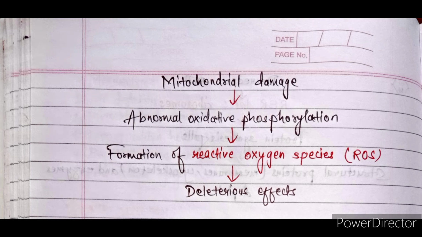There are generally three types of free radicals. Number one is superoxide ion, number two is hydroxyl ion, and number three is hydrogen peroxide. Basically, these three free radicals are formed in the cytoplasm of a cell, and they will cause complete cell damage and ultimately result in irreversible cell injury.